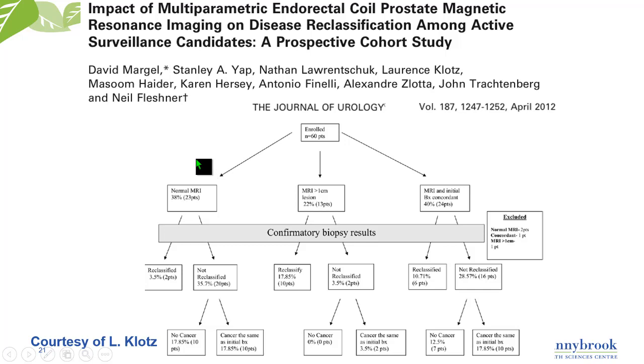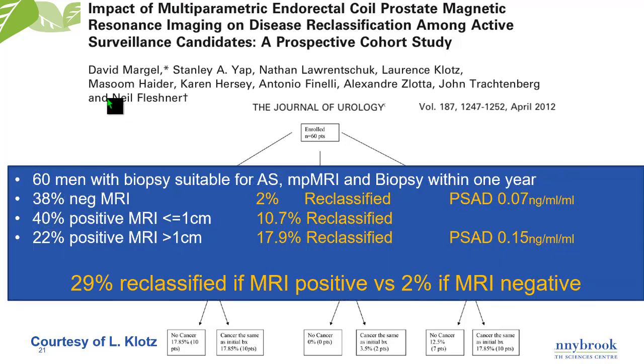This is a nice paper in which they looked at the impact of using MRI in the selection of patients for active surveillance. It's just a summary, so a small group of 16 men, suitable for active surveillance based on the biopsy. They underwent mpMRI and the biopsy within 1 year. What they found is that if you have a negative MRI, in 38% of this patient group, only 2% were reclassified. Whereas if you have 40% of the lesions visible, less than 1 centimeter, 11% were reclassified.